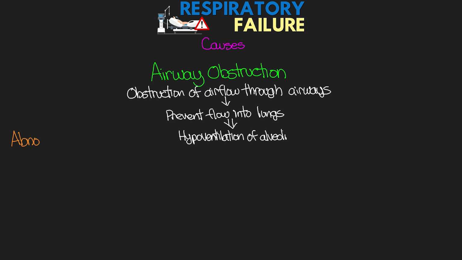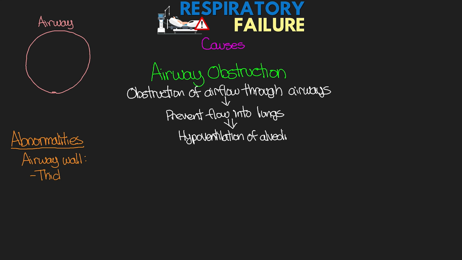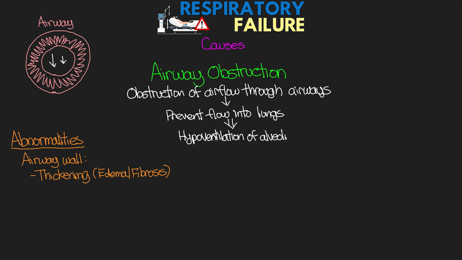So some abnormalities that can obstruct the airway are going to be things like impacts to the wall of the airway. So here is an example of our normal airway, and then we can have things that can cause thickening of that airway. So think of edema and fibrosis, where that thickening is going to decrease the size of that airway. Or we can also have something like constriction, where it's also going to decrease the size of the airway, and here think your asthma and COPD.